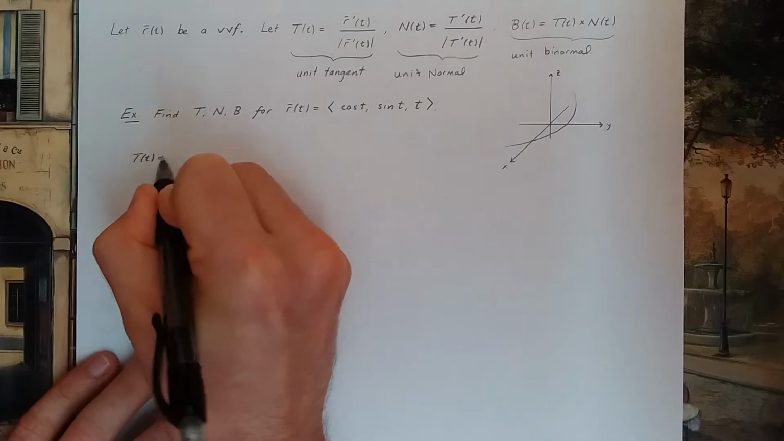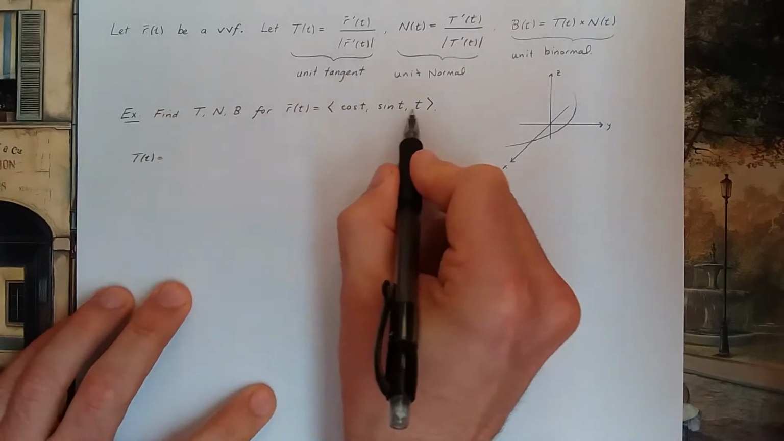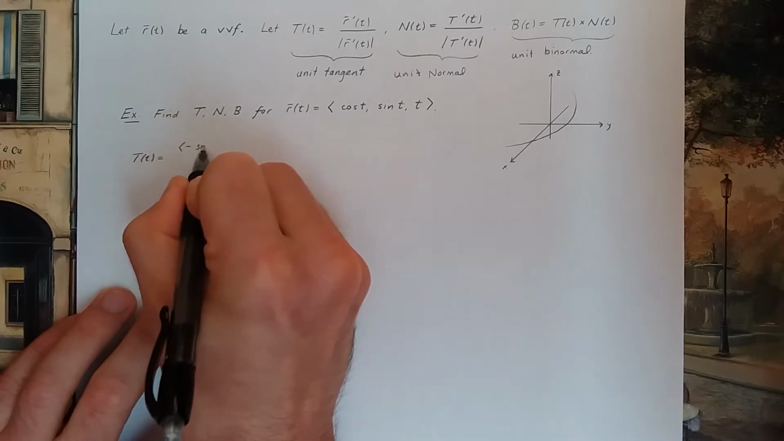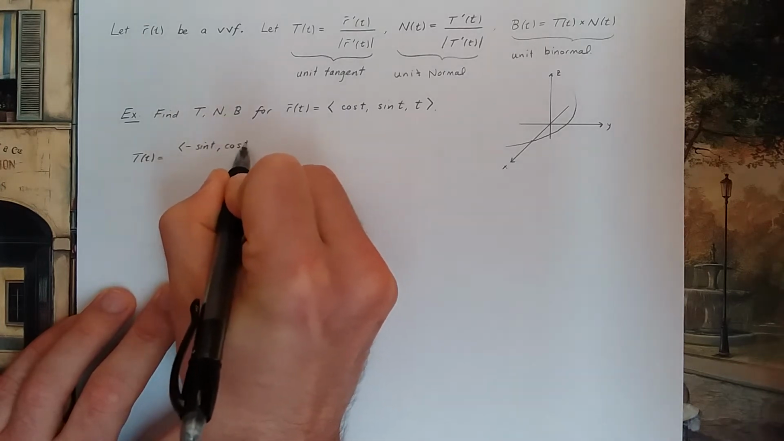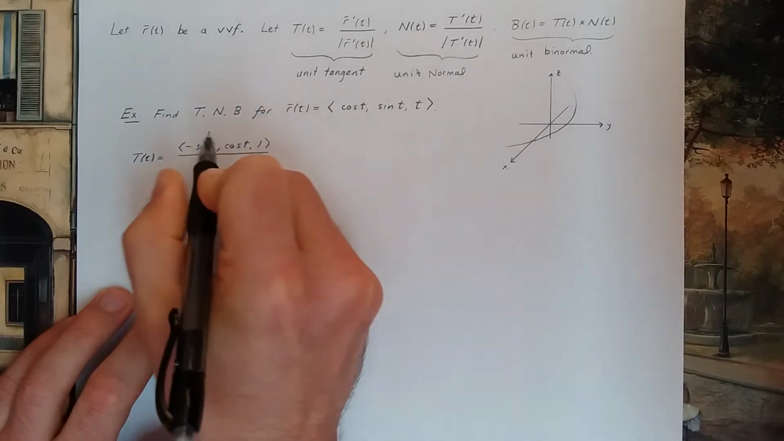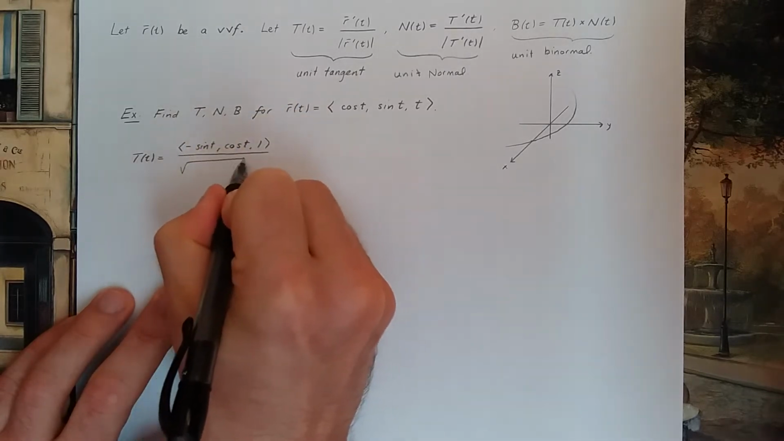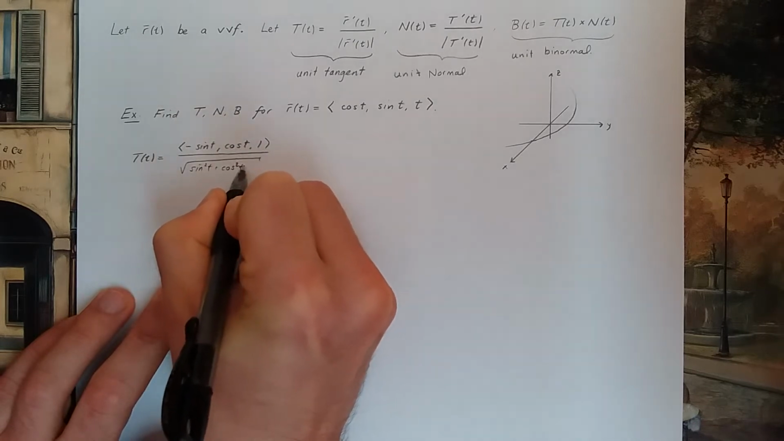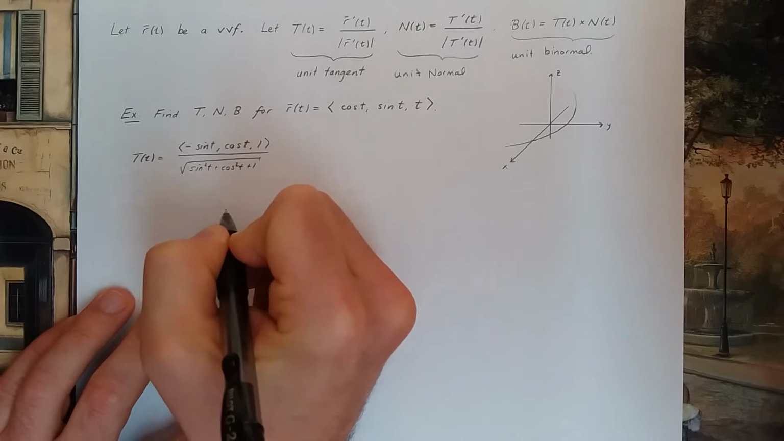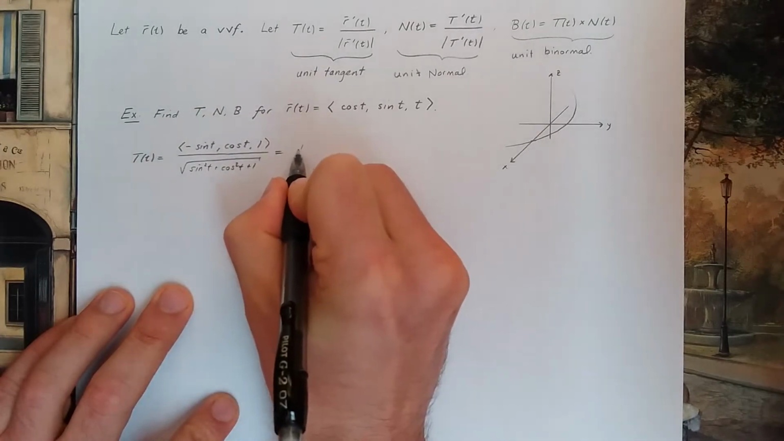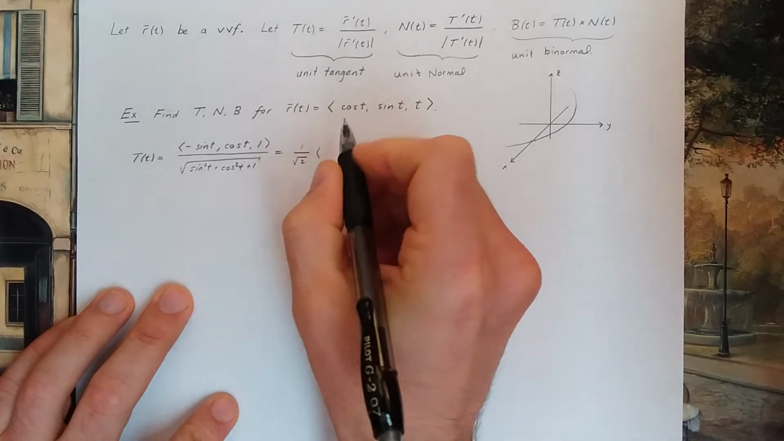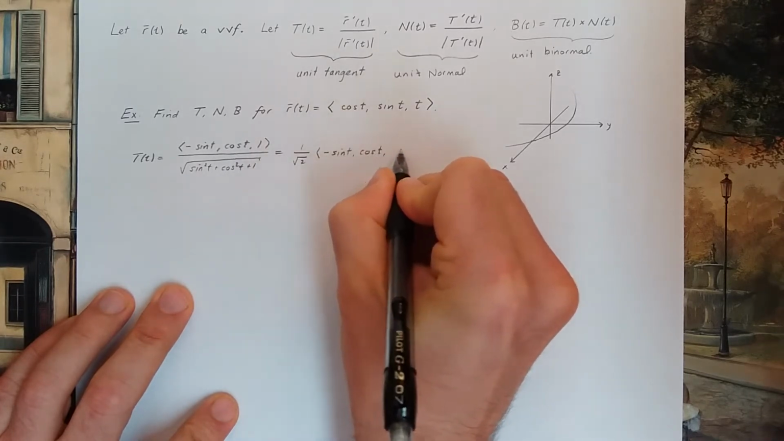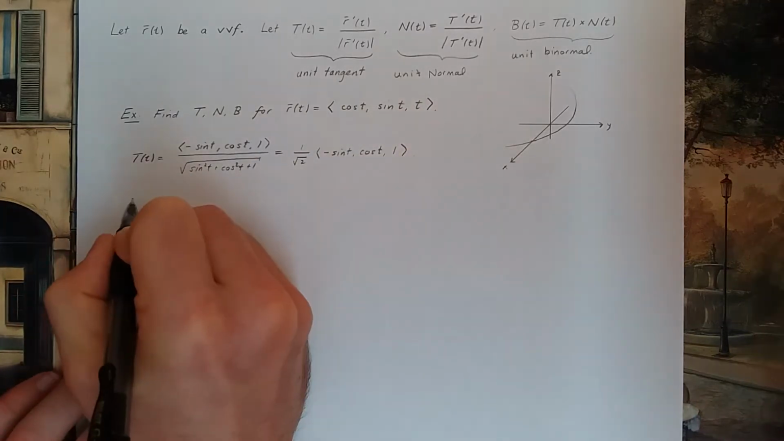The unit tangent vector is the derivative of your vector-valued function, so negative sine t, cosine t, 1, divided by the length of that vector, the square root of sine squared t plus cosine squared t plus 1, which is 1 over the square root of 2 times negative sine t, cosine t, 1. So there's my unit tangent vector.